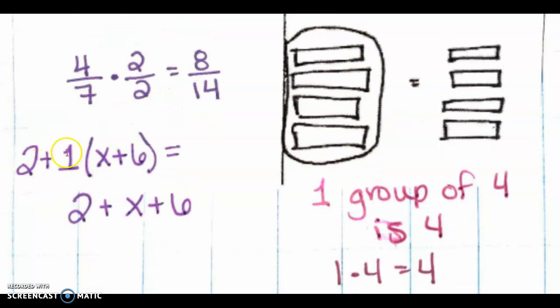And then sometimes when you're looking at the distributive property, you can distribute 1. So 2 plus 1 times this quantity, you do not add the 2 plus 1, ever, never, ever. So you keep the 2, and then you distribute the 1 in the parentheses, which just means you can drop it, because 1 times x is x and 1 times 6 is 6.